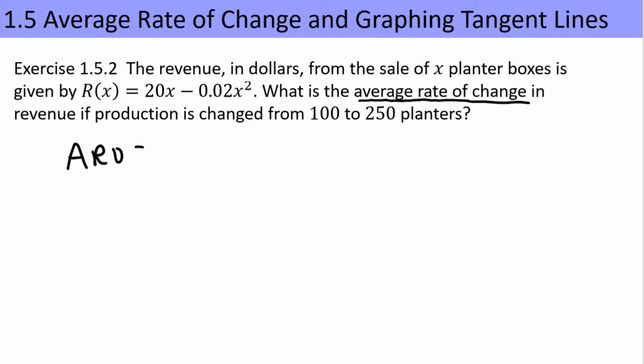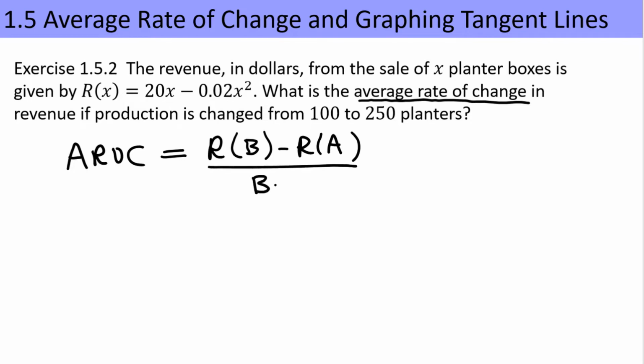Average rate of change. This time we are given a starting point and an ending point, not the distance between them. So what we're going to need is R of b minus R of a divided by b minus a. Let's go ahead and identify the parts.